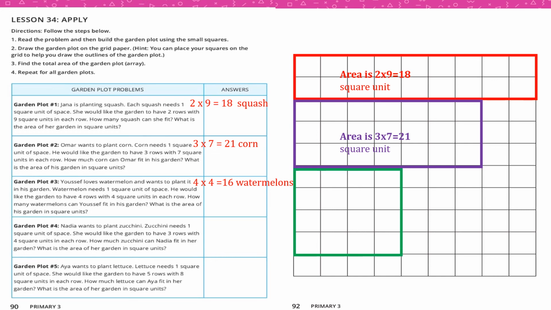4 rows, inside each row 4. So the total area is 4 times 4 equals 16 square units.